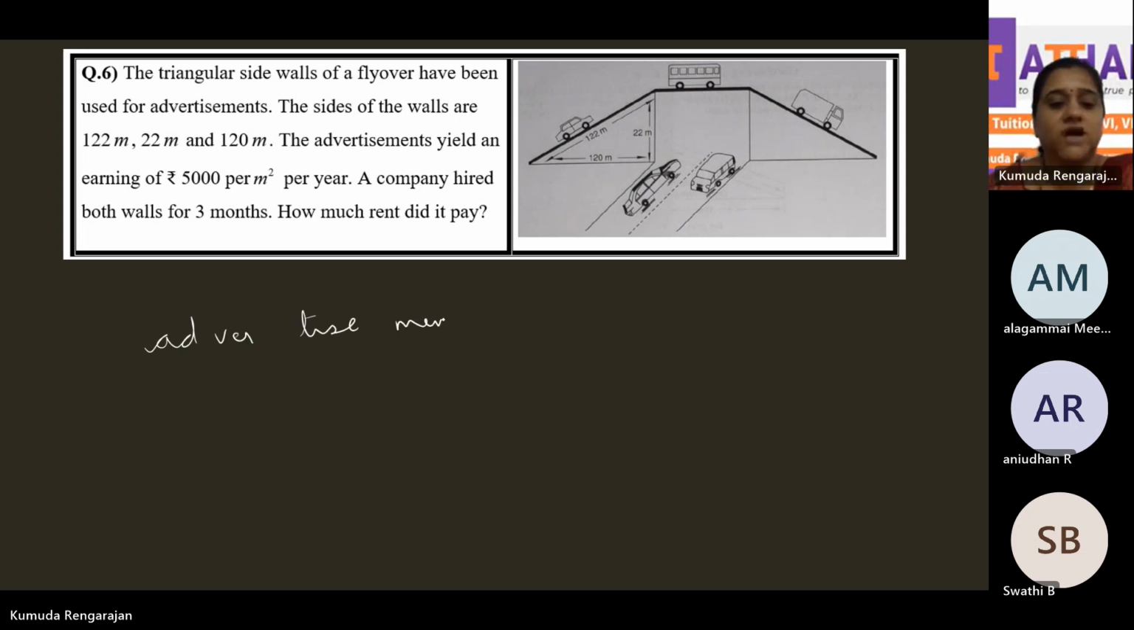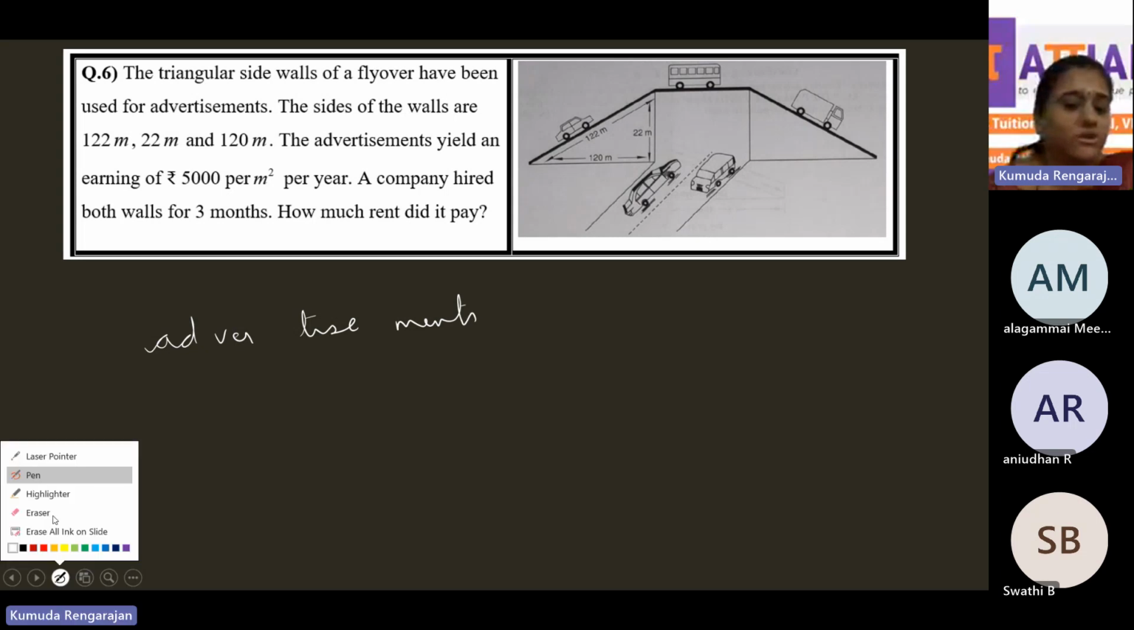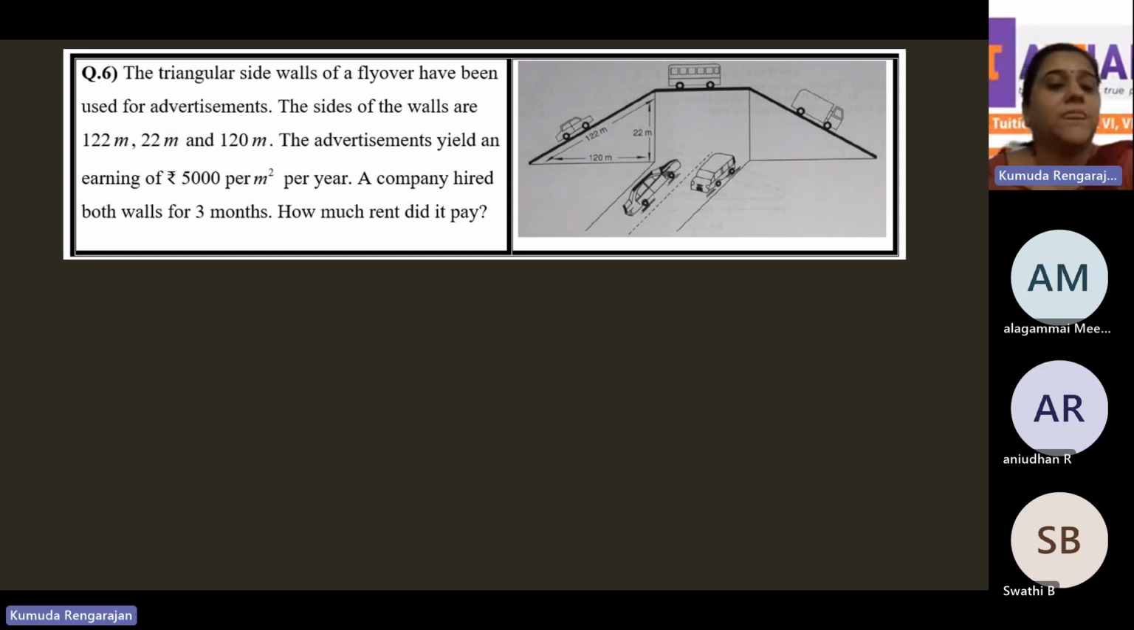Advertisements. Okay, so the sides of the walls are 122 meters, 22 meters, and 120 meters. The advertisements yield an earning of rupees 5,000 per meter square per year. A company hired both walls for 3 months. How much rent should it pay?